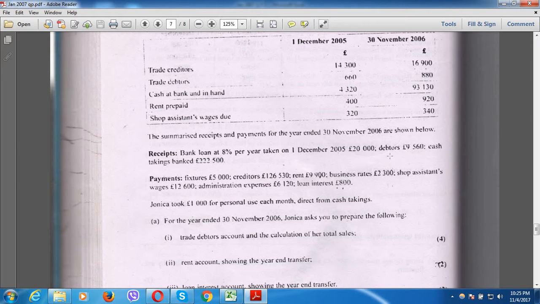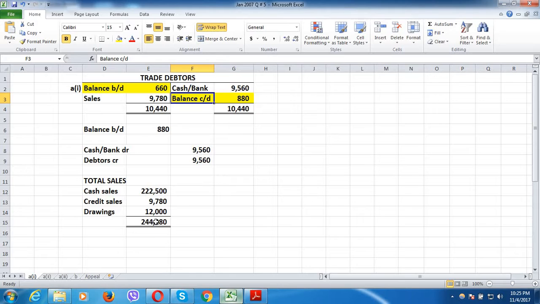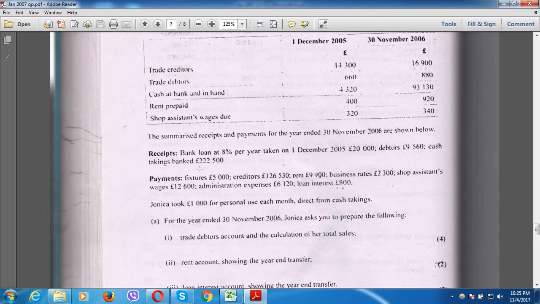Then it was told in the question that debtors paid £9,560 to the business. So the journal of this transaction will be cash or bank debit 9560 and debtors credit 9560. I did not open a separate T account for cash or bank, so only the debtors journal will be shown in the trade debtors account and the opposite account heading will be shown. So debtors credit 9560, opposite account heading is cash or bank. Clear? Then check if there is any other information regarding debtors.